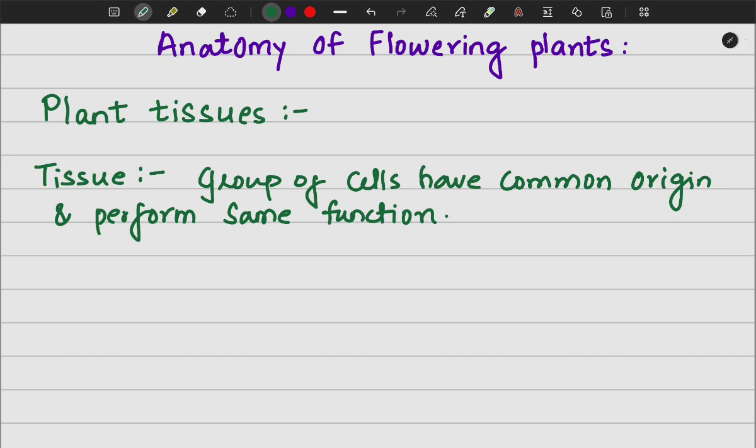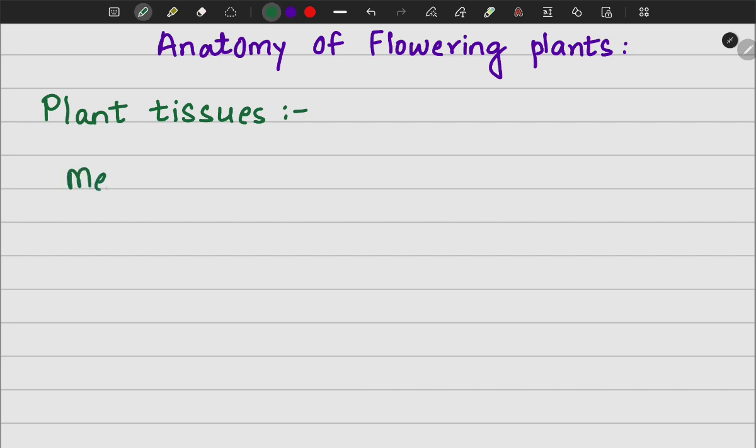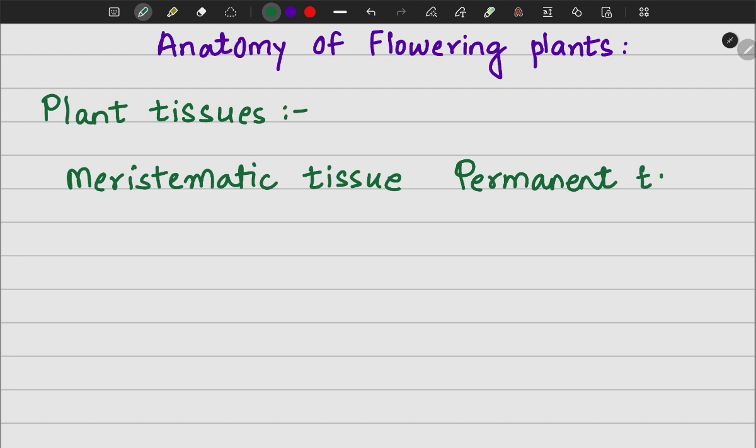Now in plants, when we talk about tissues, mainly two types of tissues are found in plants. So first one is the meristematic tissue. Meristematic tissue. And second one is the permanent tissue. So these are the two main tissues found in a plant body.